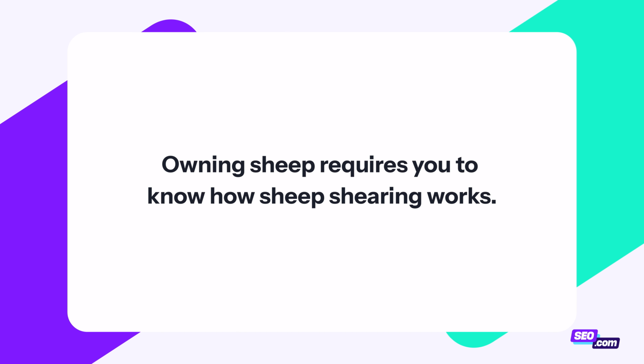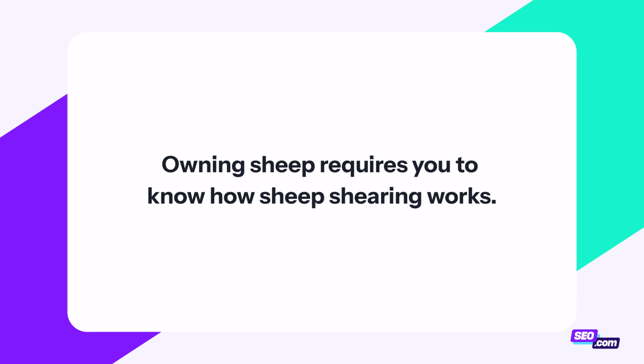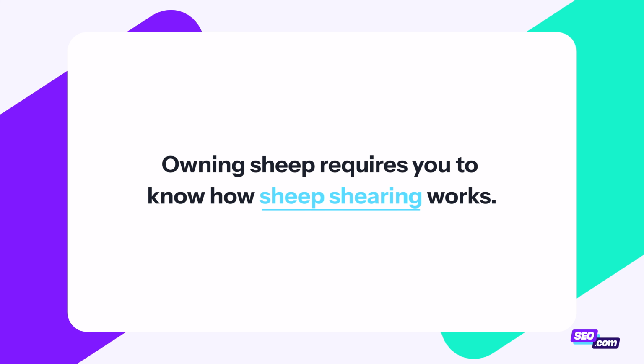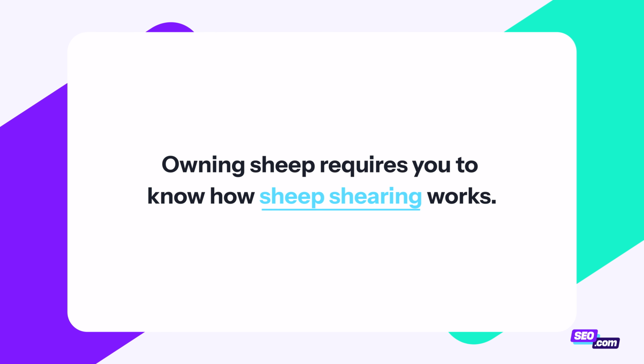So, here's an example. Let's say you're writing about sheep, because I think we can all agree that that's the type of content everyone wants to see. In this piece of sheep-related content, you have a sentence that says, "Owning sheep requires you to know how sheep shearing works." Then, let's say you want to link to a page about shearing sheep. So you highlight the words "sheep shearing" and add a hyperlink to that additional page. In that example, the words "sheep shearing" would be the anchor text.